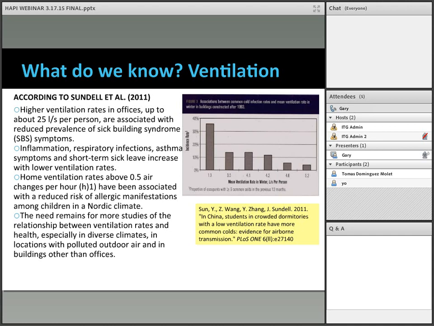High ventilation rates in commercial spaces are associated with reduced prevalence of sick building syndrome symptoms, and certain outcomes like inflammation and respiratory infections increase when you have lower ventilation rates. In homes, higher ventilation rates have been associated with reduced risk of allergic manifestations in a Nordic climate, that was the Carl Gustav figure that I shared earlier. But once again, it's still something we look at.